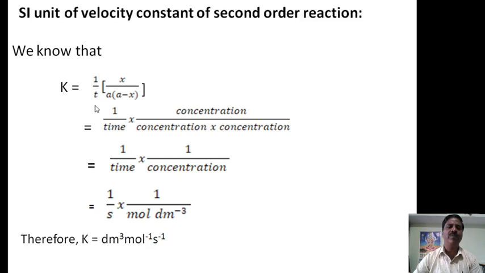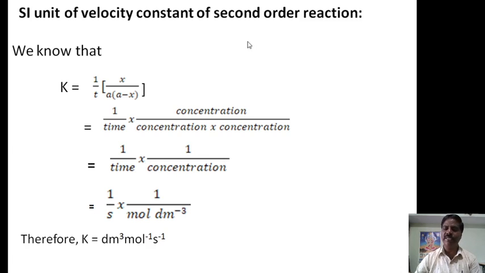Usually the time t is expressed in time. 1 over t I write, where t is nothing but time, and x is nothing but concentration. Again a is concentration, x is concentration, concentration minus concentration means another concentration. Therefore we can write 1 divided by time into concentration divided by concentration into concentration. Now you have to cancel one of the concentrations, therefore 1 over time into 1 divided by concentration.